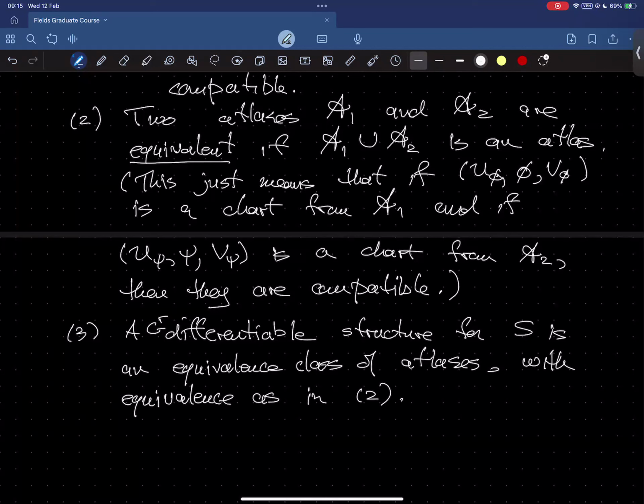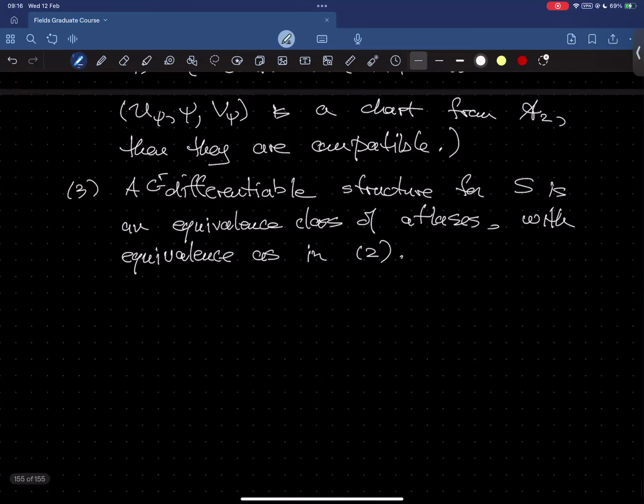Okay, so really what this means in essence is it just means all possible atlases. And so everything that's an atlas and is compatible with one of the atlases in this equivalence class, that's part of this differentiable structure. So this differentiable structure, this equivalence class, contains a lot of stuff. It contains every conceivable atlas for S that's compatible with a given one. Okay.